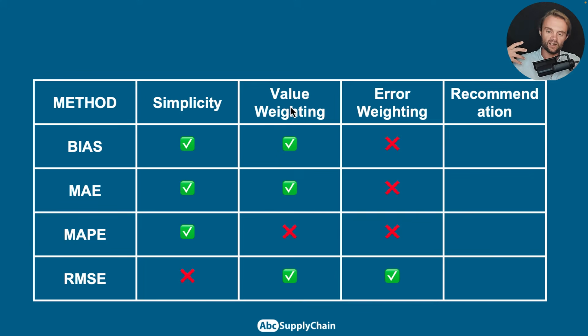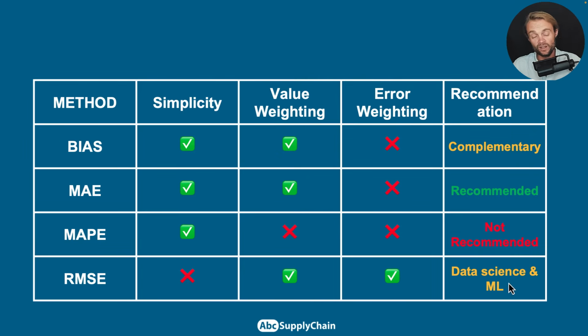The value weighting is if you consider the weight of your products, if you sell much more value or quantity, what would be the weighting of all of them? This one doesn't take into account the weighting. Then you have the error rating, if you want to amplify the error, and the last one is considering that. My recommendation, this one is complementary. I always use the bias plus another one. I do not recommend the MAPE. I only recommend the MAE, the second one. And this one, I never use it basically, so never use it as well. And if you do data science and machine learning, you can use this one.